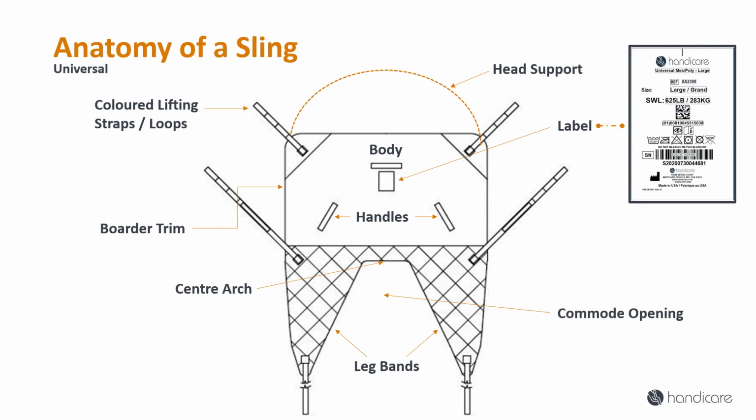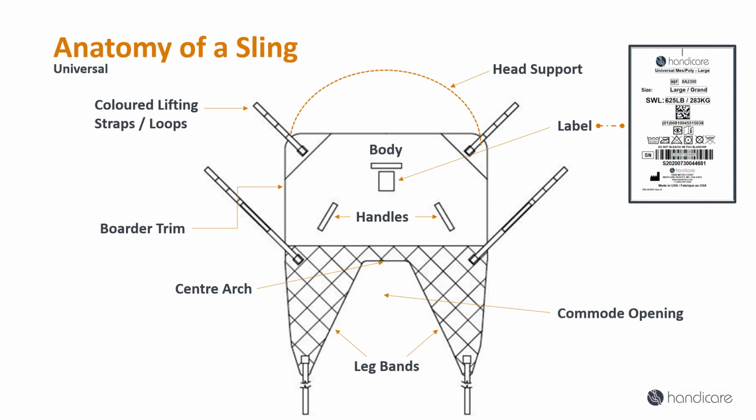The center arch is typically placed at the level of the resident's coccyx. The commode opening is located between the leg bands. The commode opening ranges in size depending on the sling style. The universal sling has a medium-sized commode opening, and the hammock has a small-sized commode opening, and the comfort care is available with or without a commode opening. Ensure the resident is well supported in the sling and does not migrate through the commode opening.